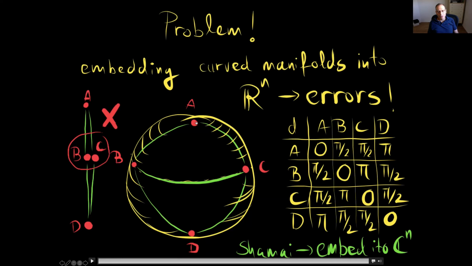The same goes for A, C, and D. So I have some problem of embedding points into Euclidean space. And in fact, what Gil Shammai showed is that if you resort to complex spaces, then you can do something about it.